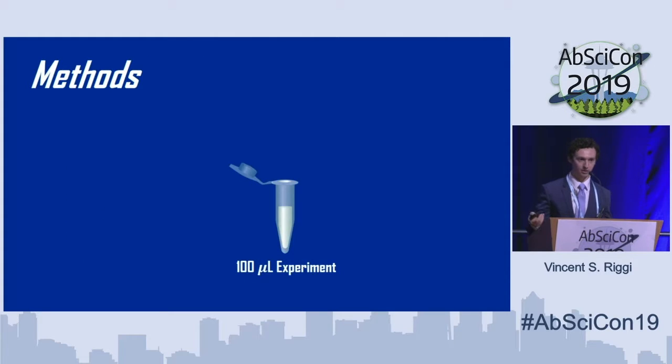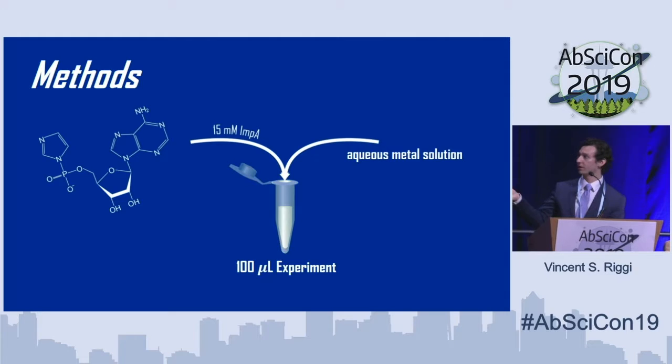Well, we do experiments in our lab. These are relatively simple experiments. They're done in microcentrifuge tubes. They're 100 microliter experiments. And all we do is add our aqueous metal solution at the concentration that we're interested in. And we add our nucleotide. Now, in this case, we're using a phosphoramidazolide. This is an activated nucleotide. It's not particularly realistic in its own right, necessarily. But it is useful in the lab for probing these reactions and seeing how they'll behave and respond to different variables like temperature, pressure, and different catalysts.